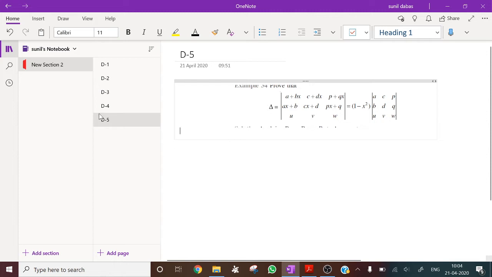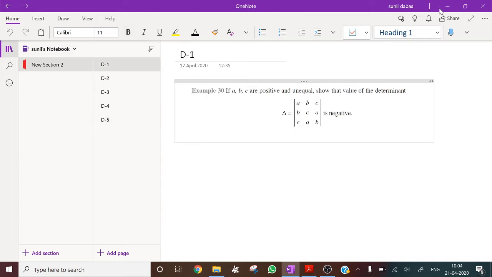Okay, good morning, students. So today we'll do the miscellaneous solved example of determinants first. Now let me explain how we are going to simplify these problems.